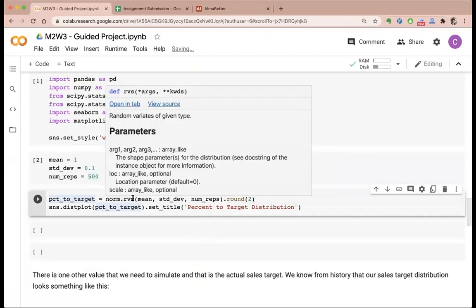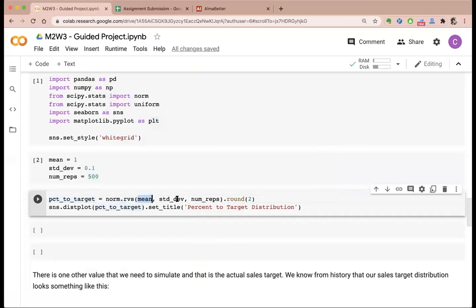With norm.rvs, you just provide the mean, the standard deviation, and how many numbers you want to generate. I want to generate 500 numbers corresponding to the 500 representatives, and I want to round all those numbers to 2 decimals so as to be able to visualize it. This is the percentage to target numbers that I get. I'll just run this.